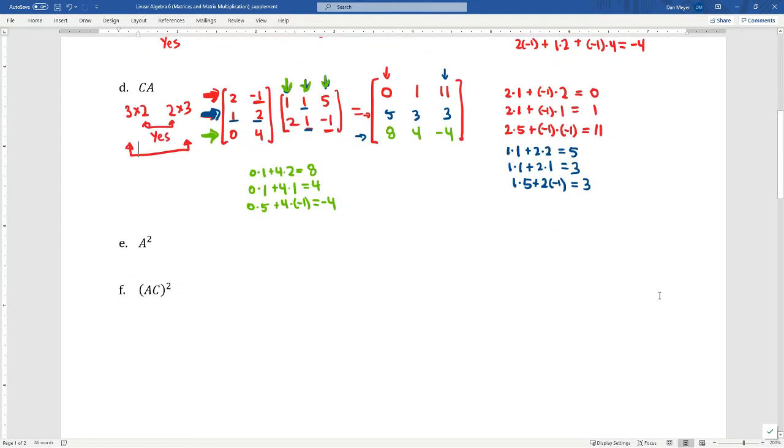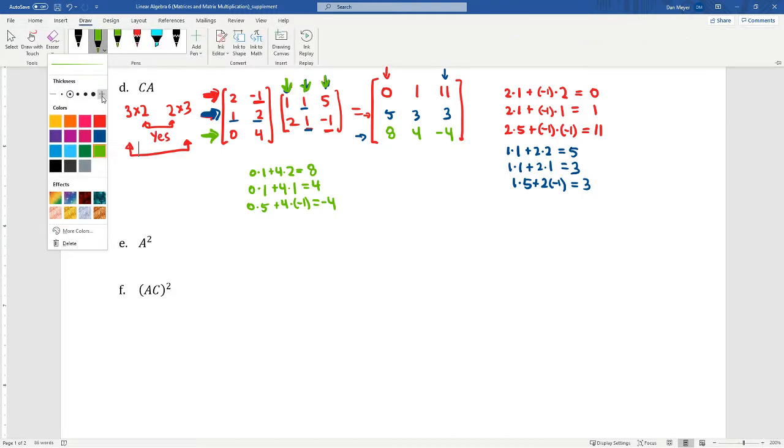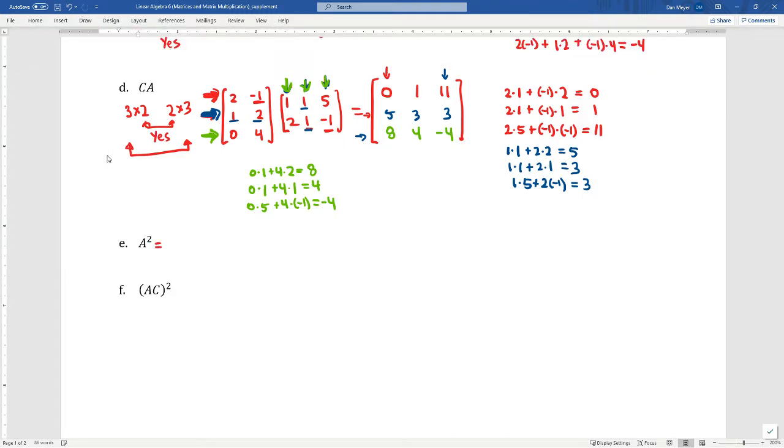Okay, in E, we're investigating A squared. That would be the same as A times A. Just like when you multiply numbers, A squared for matrices indicates that we want to do A times A. And just look at the dimensions of A. A, the first matrix, is 2 by 3. And the second A is also a 2 by 3 matrix. And our middle two dimensions don't match. And so we can't do A times A.